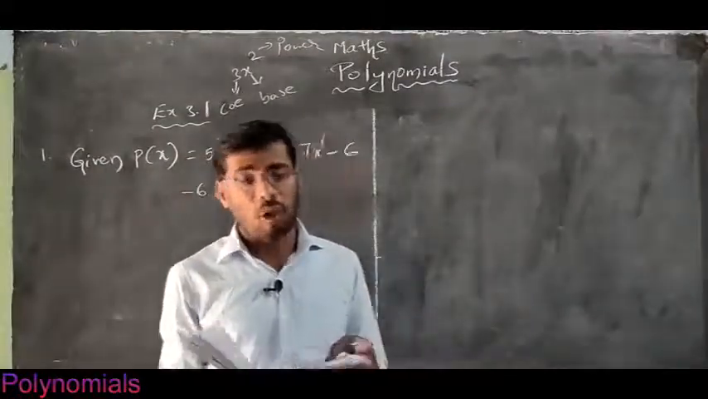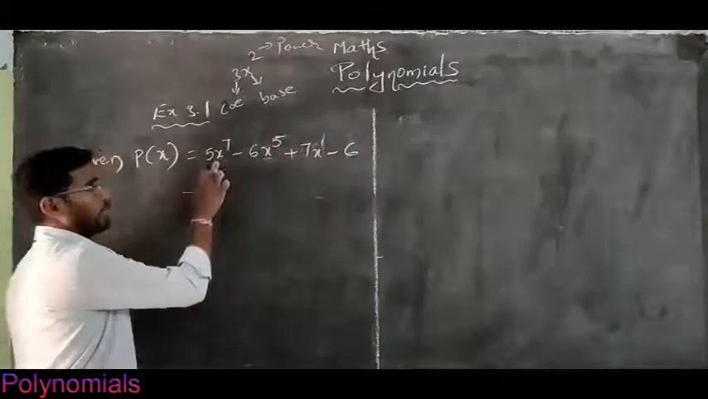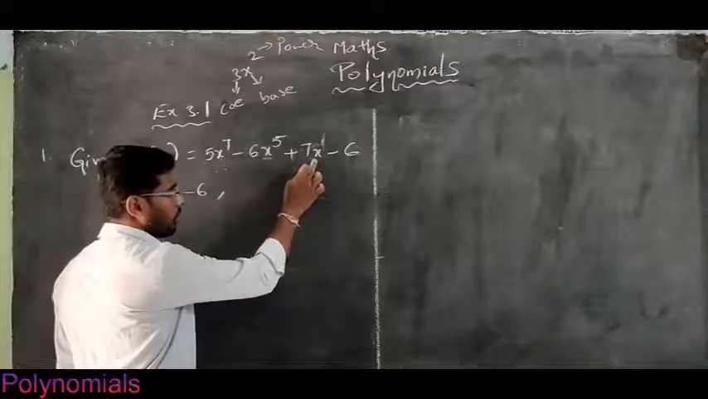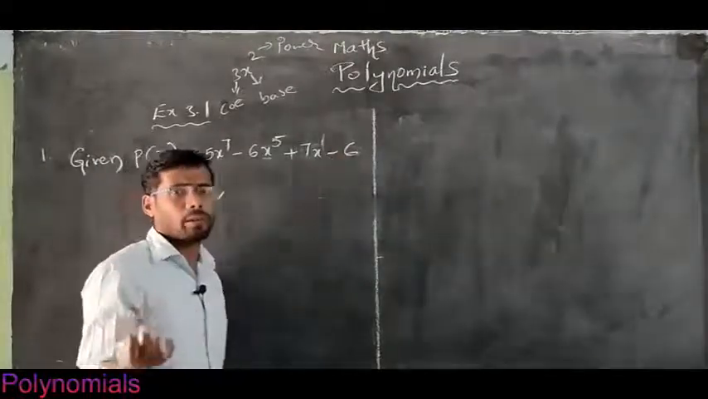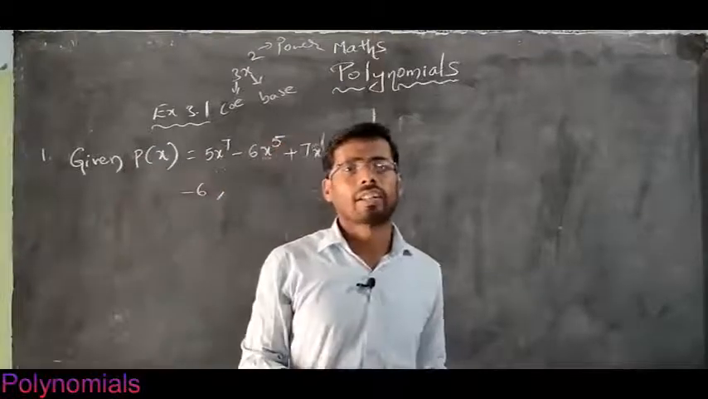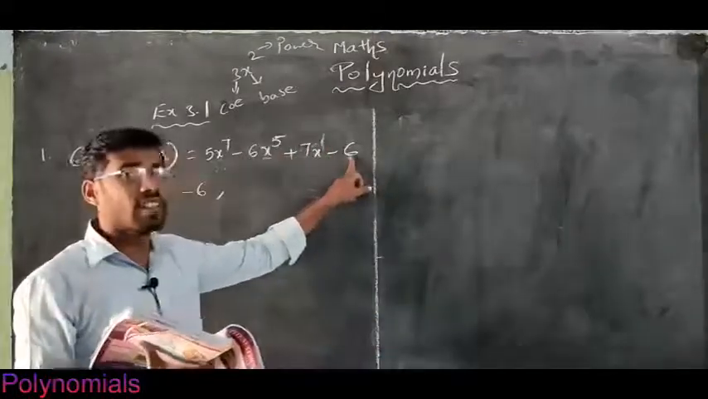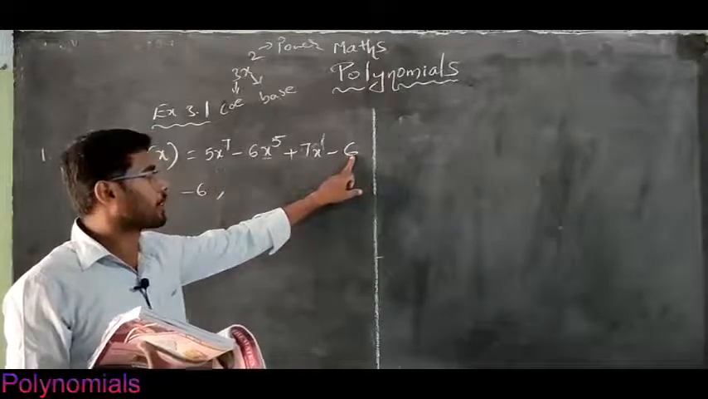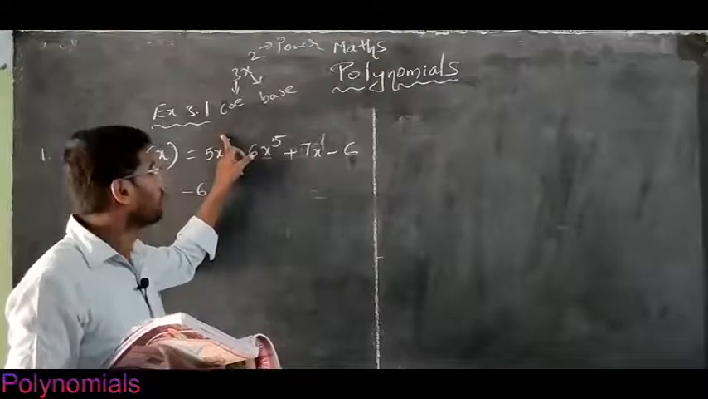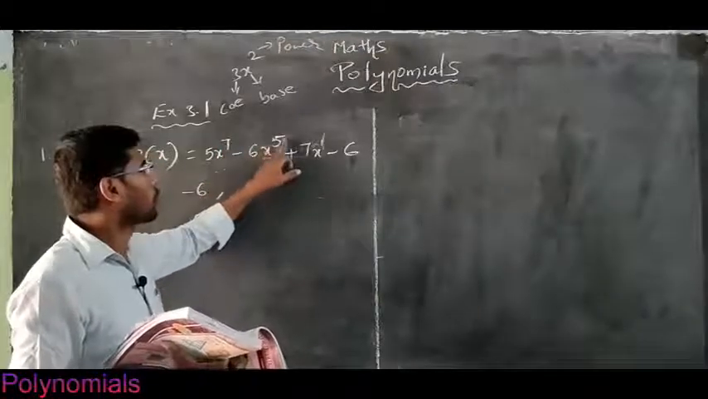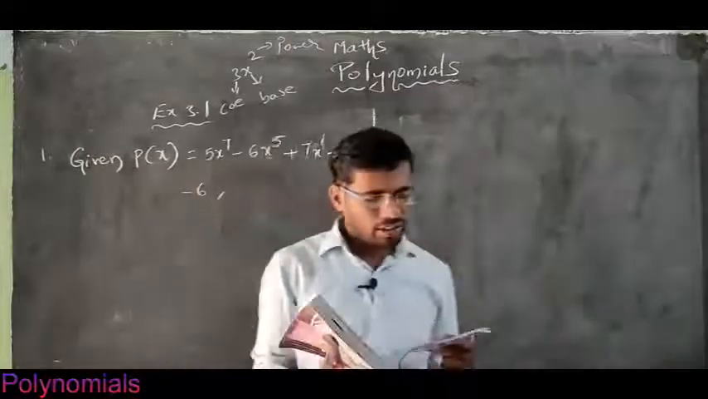Next, constant term. Constant means without the variables. This term is not a constant, this is not, this is not, because variables are there. Whenever the variable is not contained, that is the constant. So the constant term is minus 6. In this polynomial, the constant term is minus 6, the degree is 7, and the coefficient of x to the power of 5 is minus 6. First one completed.